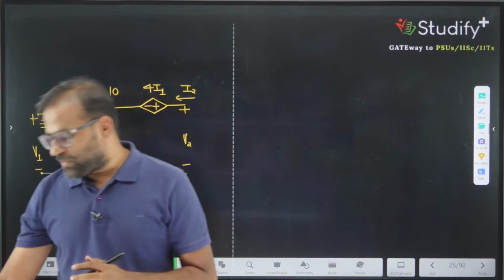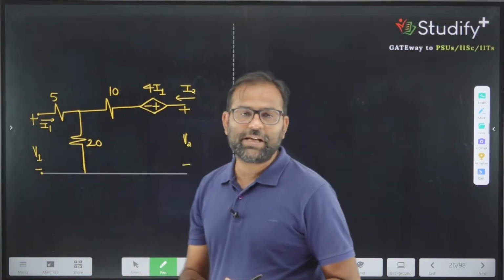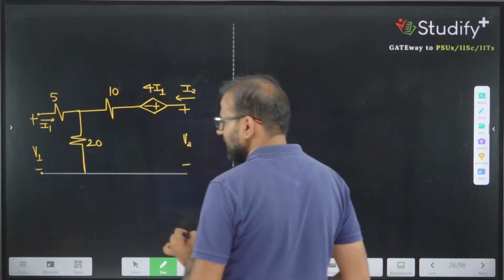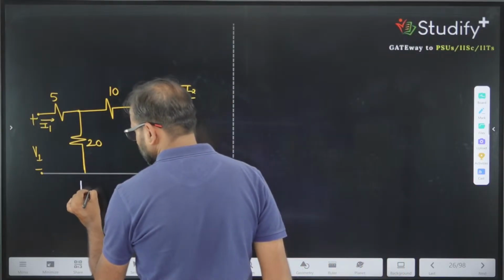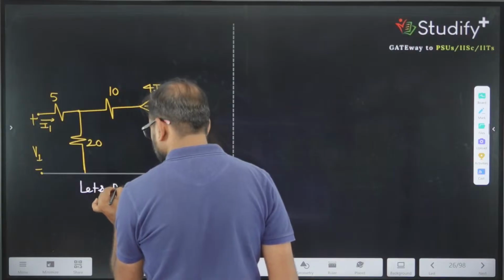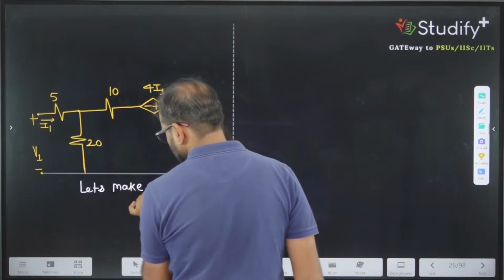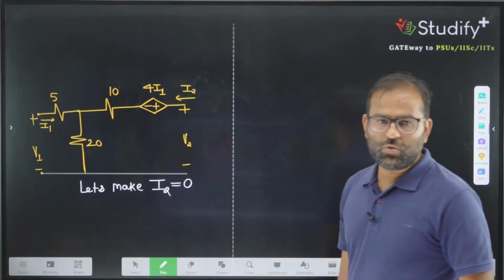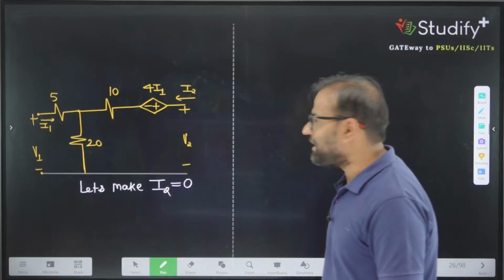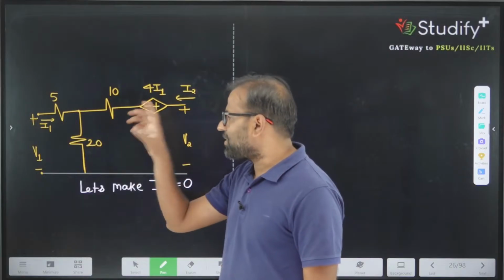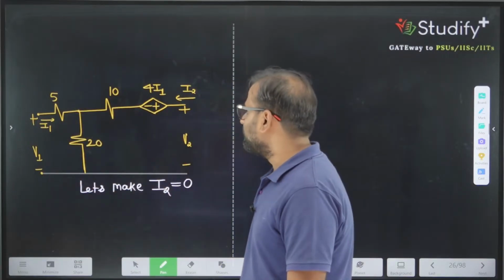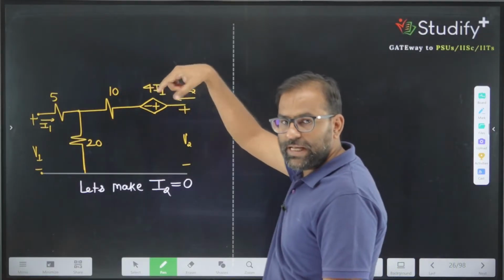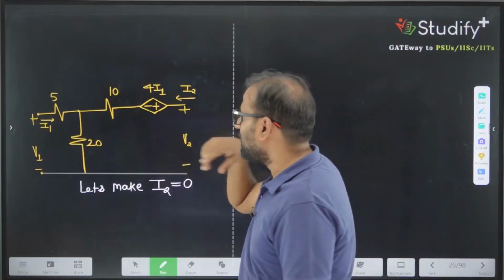The first analysis is related to making I2 equal to 0, that is, the output current I2 is zero, or the output port is open-circuited. By making I2 equal to 0, we are interested in V1 and V2 in terms of I1. So if I am making I2 equal to 0, and as we know that V1 and V2 are voltmeters, so what is the current here?